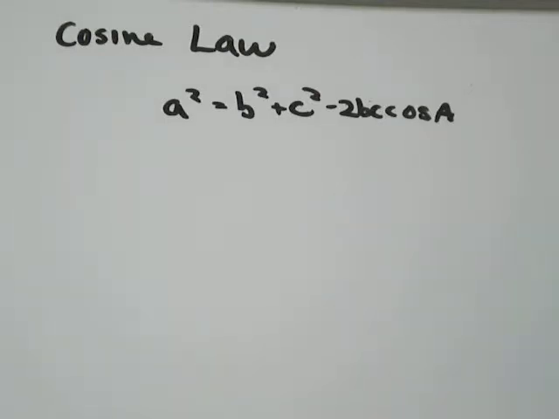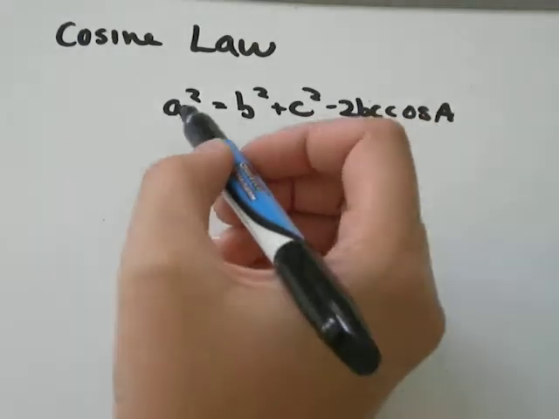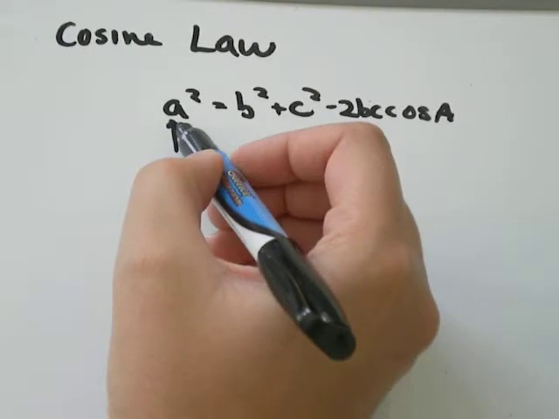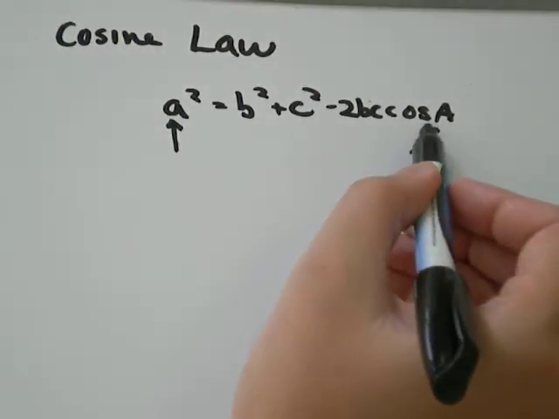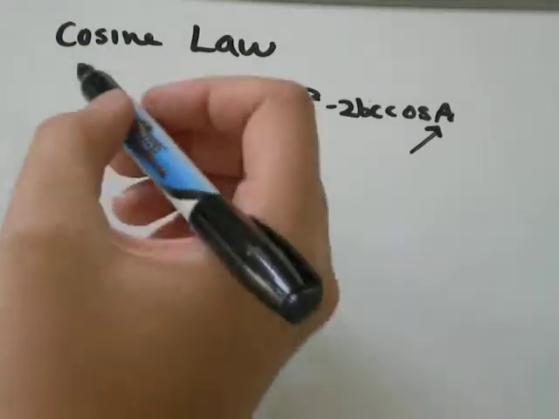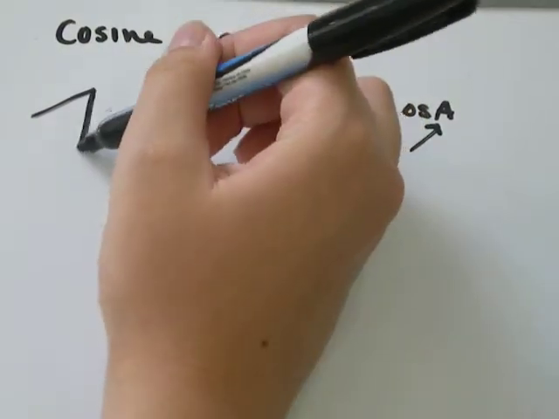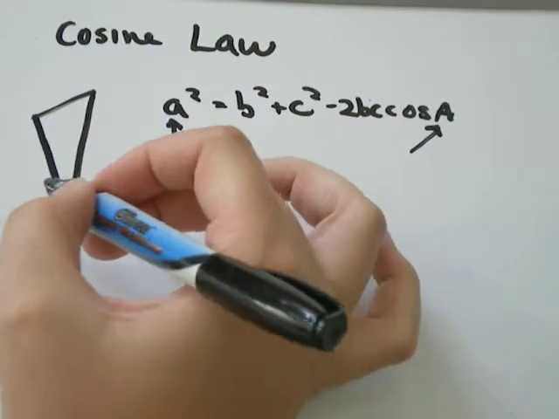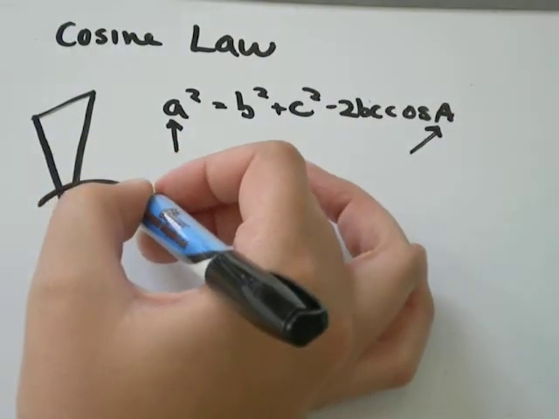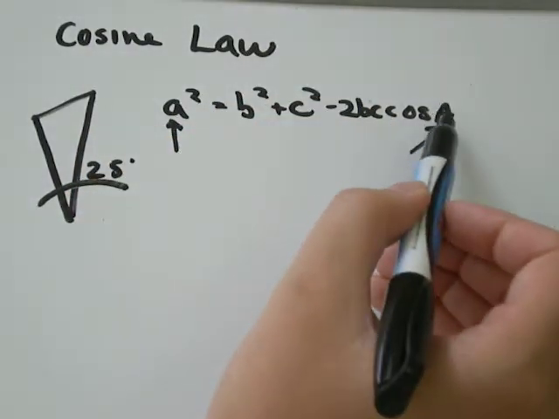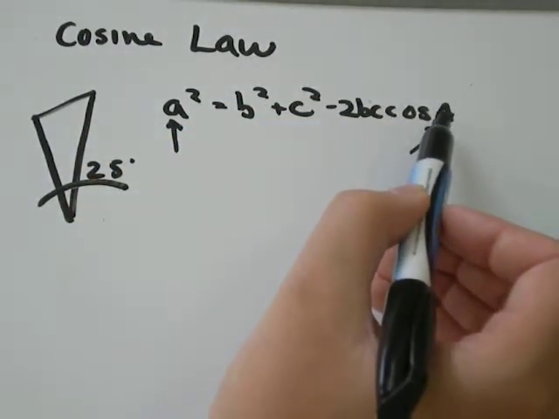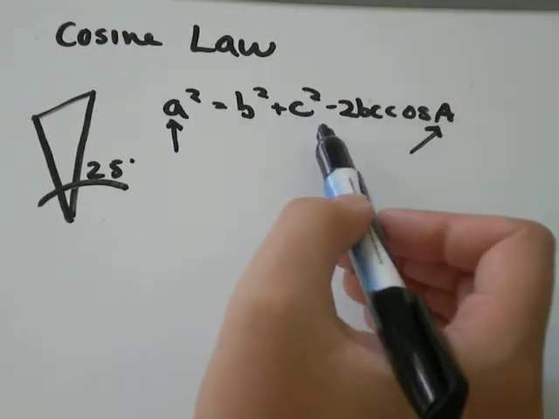So you know that you're going to be able to use the cosine law when you are being asked some sort of information, like what's the length of A. You need to know the length of one side and the angle opposite to that side. So for example, we're going to do this one, a triangle. I know that this angle in here is 25 degrees. That will go in here. I also need to know the length of at least two of the sides.